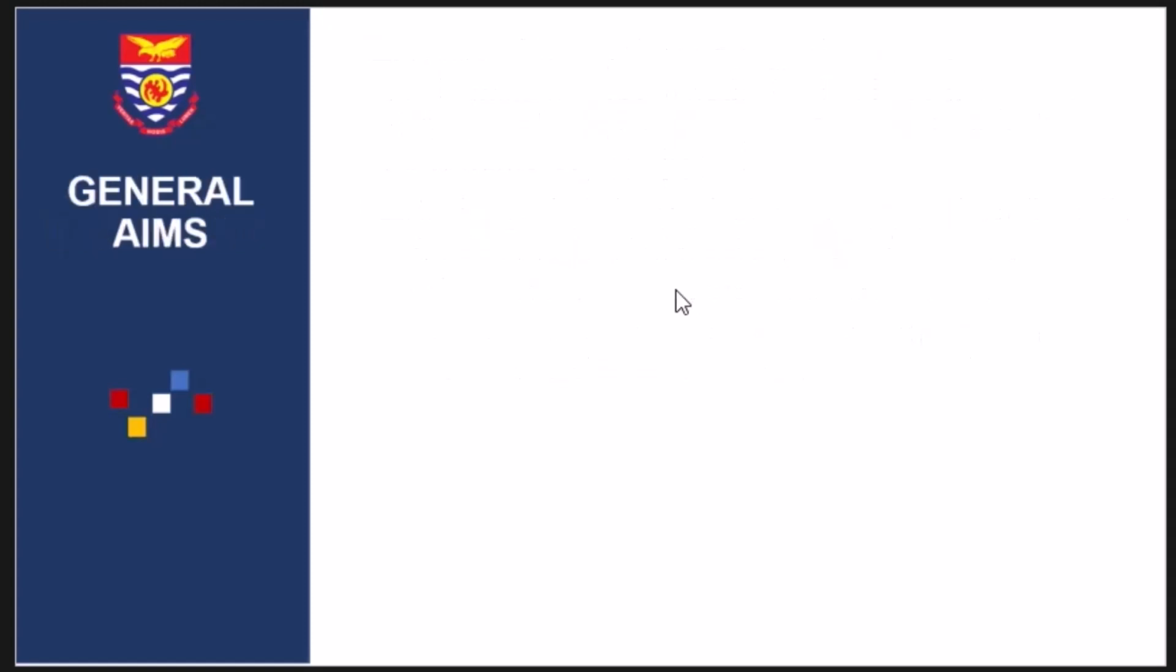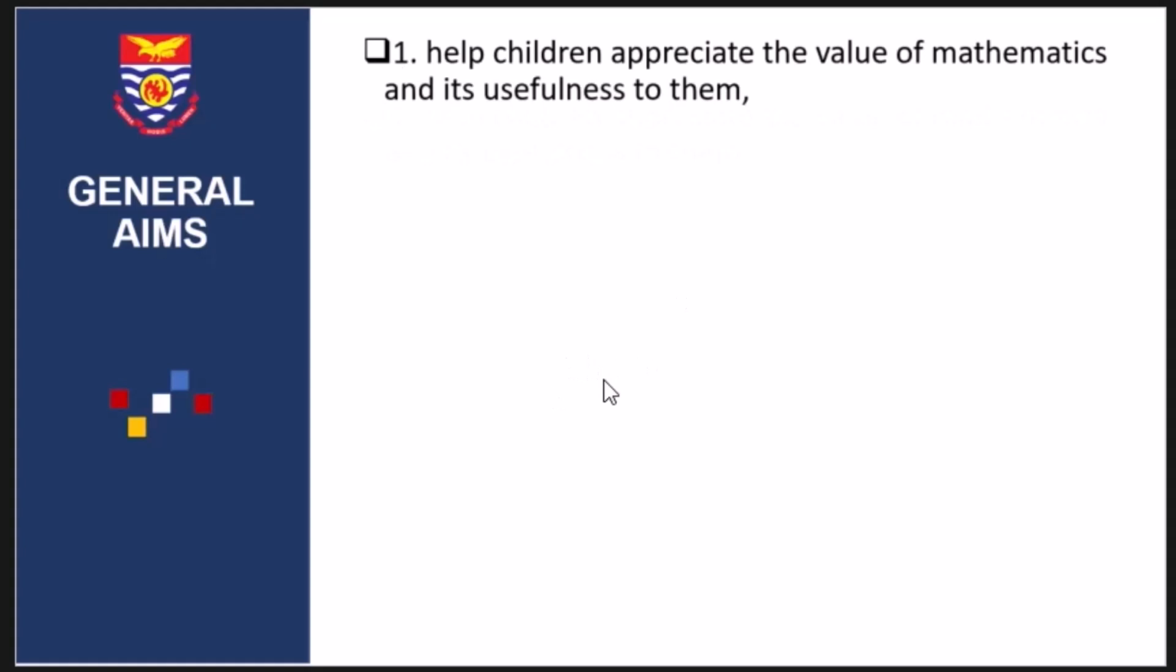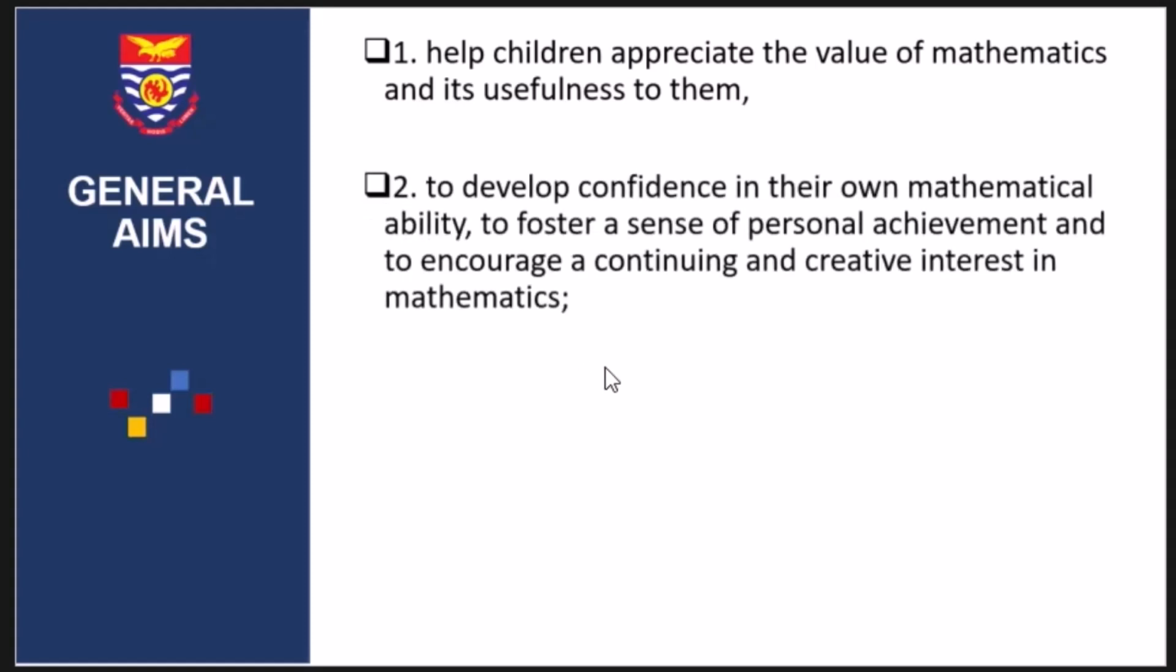Let's look at the general aims as stated in the 2012 GES syllabus for primary schools. We have about 6 general aims, and the first one is to help children appreciate the value of mathematics and its usefulness to them. The second one, to develop confidence in their own mathematical ability, to foster a sense of personal achievement, and to encourage a continuing creative interest in mathematics.